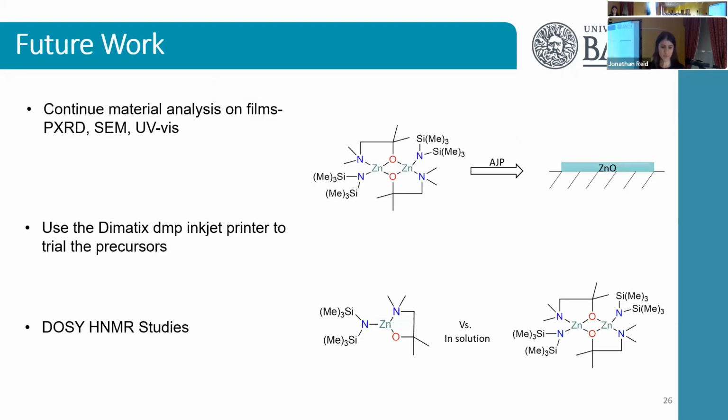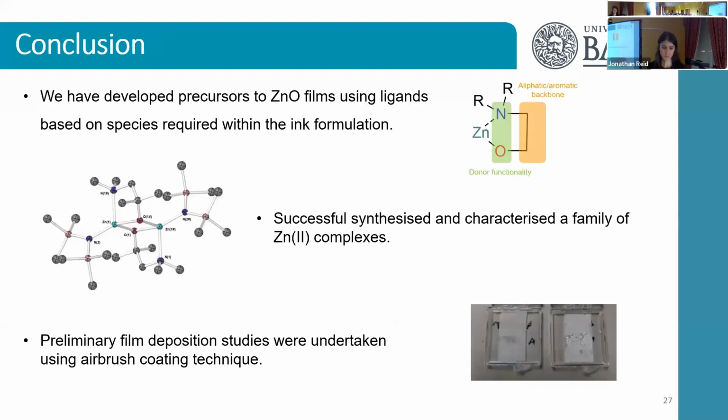So continuing on from this, we're going to continue with our material analysis. So get the results back from our PXRD, do some SEM work and some UV-vis. We'll then use the Dimatix inkjet printer to trial this precursor as well. And we're also going to do some DOSY NMR studies. And this will show us, for our complexes that were dimers in the solid state, whether they are dimers in solution state as well. So this is a solution-based process, our printing is, so the solution chemistry is important, and it might hinder the rate of reaction with water.